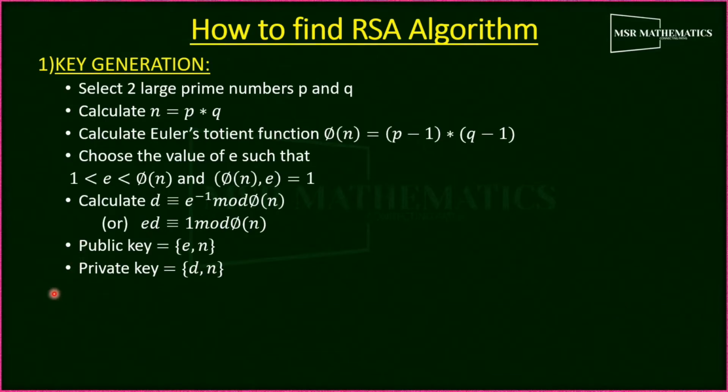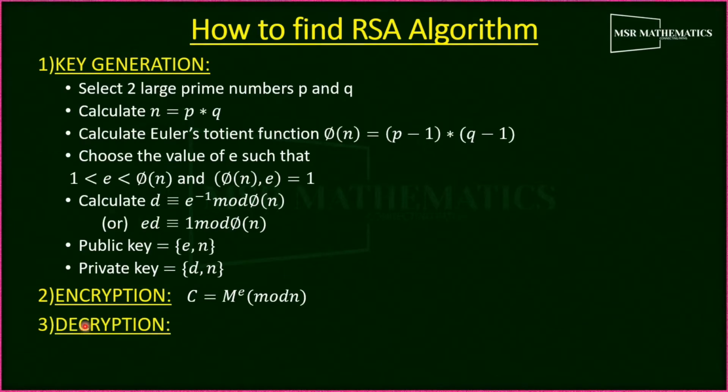That's the first step. Next step is encryption. How to find the encryption? Here the formula is given by capital C, which is equal to m power e under modulo n. So this is a formula you have to remember to encrypt the data. Next, after encryption, we have to find the decryption value. Here decryption is nothing but m is equal to c power d under modulo n.